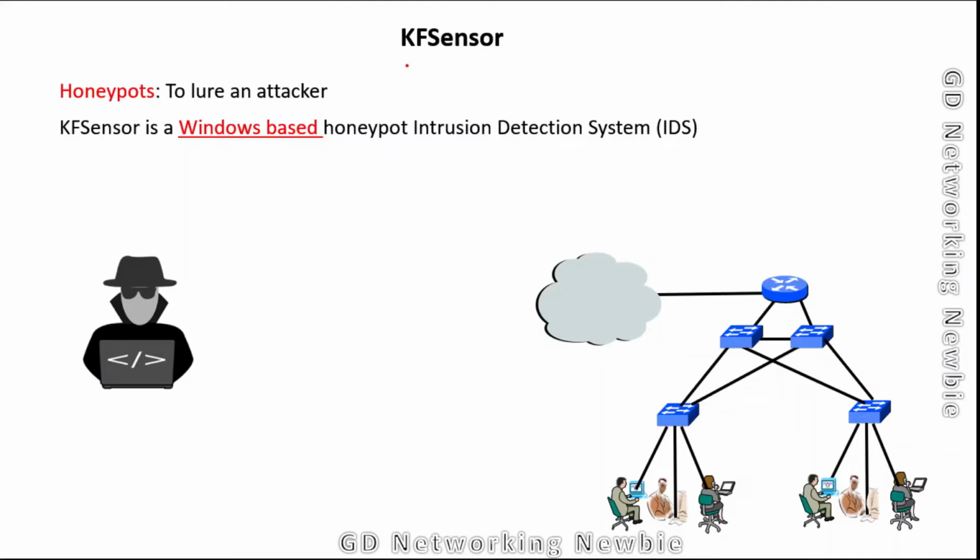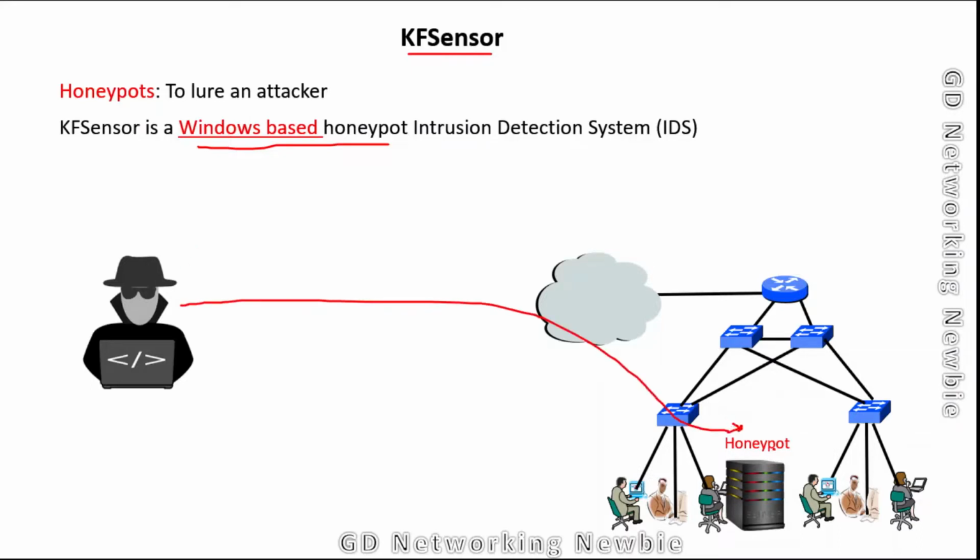Hi everyone, in this video we are going to download and install KFSensor. KFSensor is a honeypot. It is a Windows-based honeypot, and a honeypot is a machine we deliberately install with some vulnerability so that an outsider or cyber criminal can actually attack it. So we deploy this machine to attract or lure an attacker. KFSensor is one of the honeypots, and in this video we are going to download and install it on a Windows 10 machine.